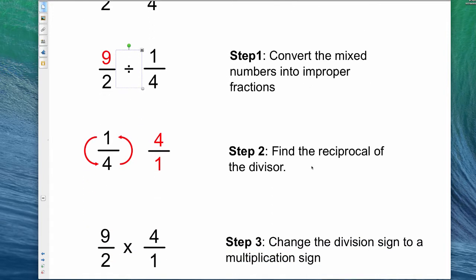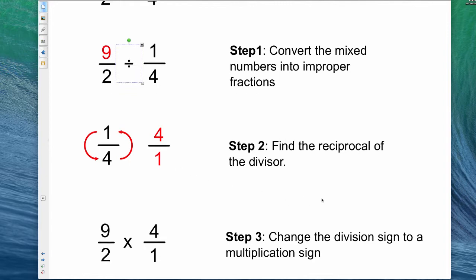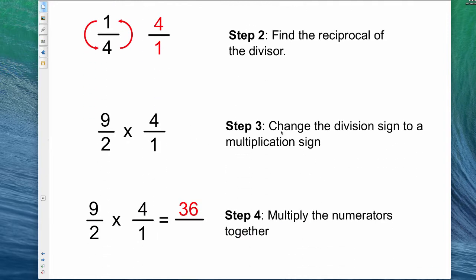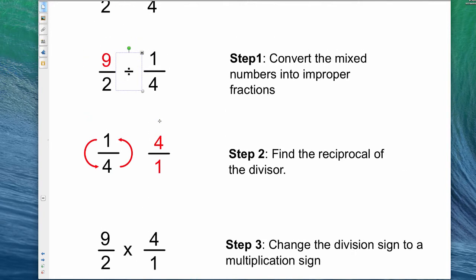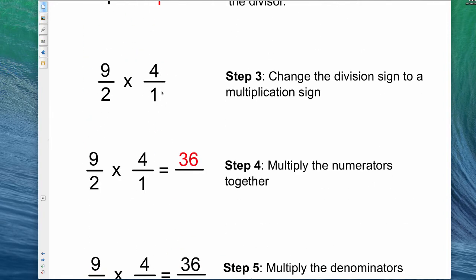The next step is to find the reciprocal of the divisor, or the second fraction. So my 1/4 becomes 4/1. Next, I change the division sign to a multiplication sign. So my problem is now 9/2 times 4/1.